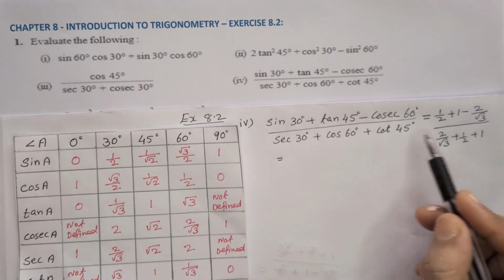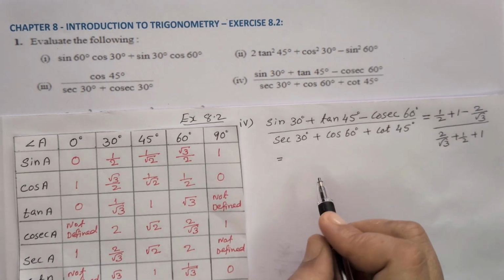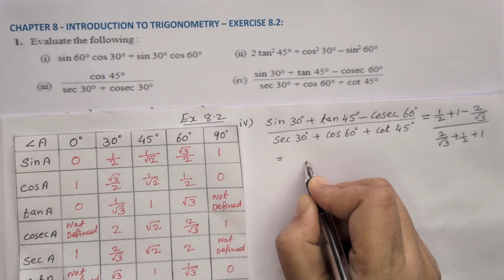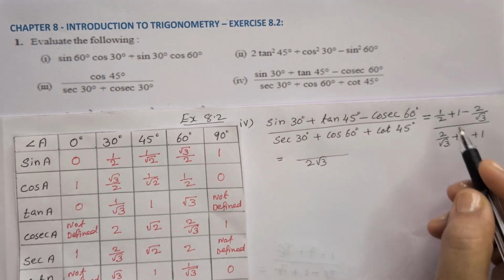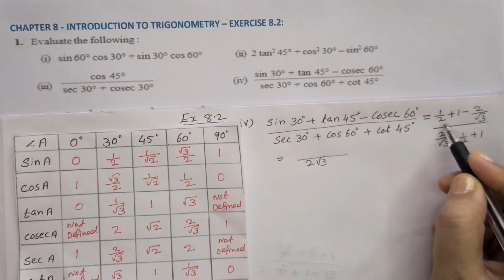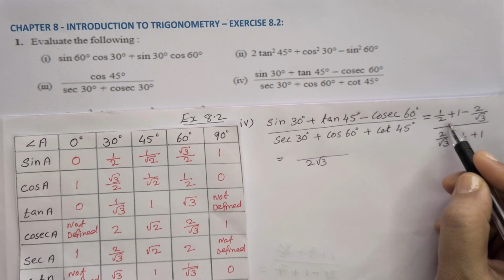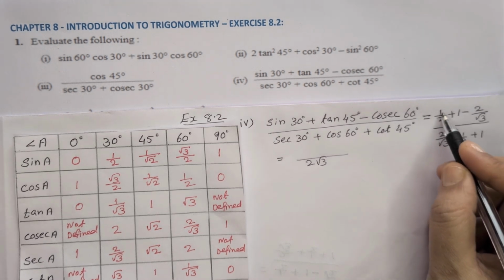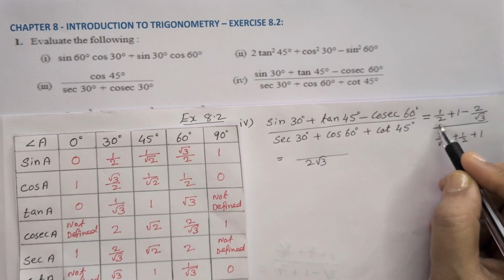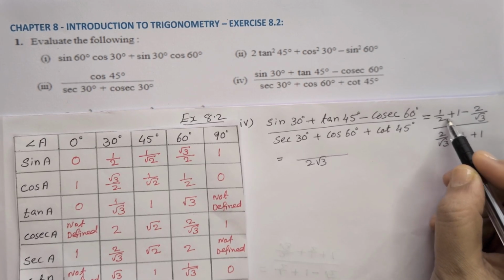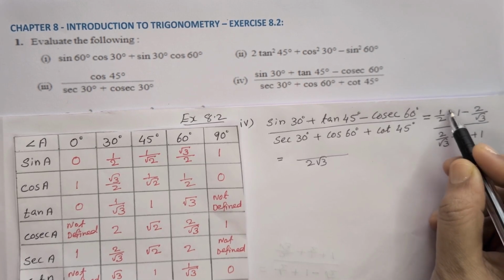From the table we can put the corresponding values, which is equal to, we can take 2 by 2 root 3 as the LCM in the numerator. When we are taking 2 root 3 as the common denominator or LCM, for the first fraction we have to multiply by root 3 by root 3 up and down to make the common denominator 2 root 3.